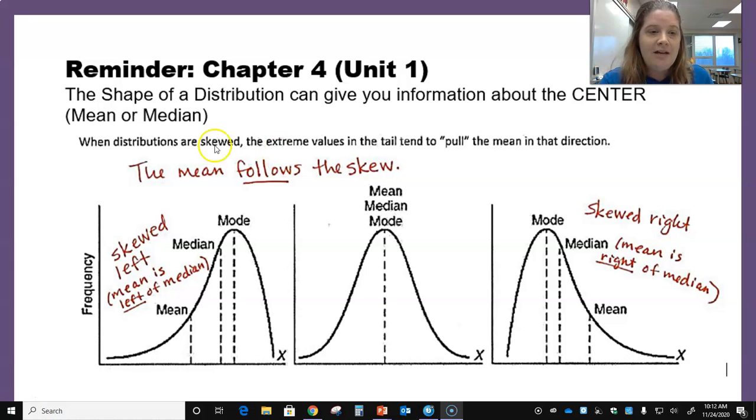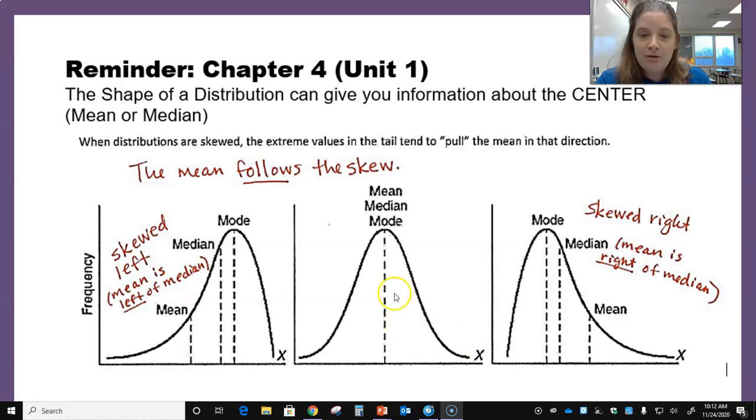So when we have a distribution like here on the left, this is skewed to the left. I can see that the tail is trickling out to that left side. The mean is going to be left of the median. And the mean is going to be the lesser value. The mean follows the skew.